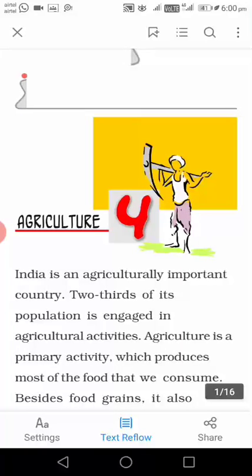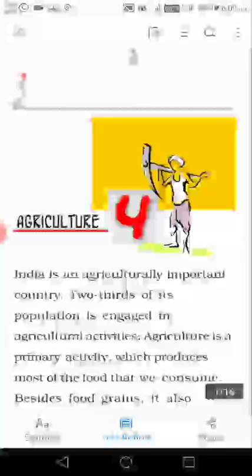That means who earn their livelihood through agriculture, and they form the 50% population of India. Indirectly, all of us are dependent upon the agriculture. As we know, food is important to us as a human being, and without food, it is not possible for us to live.